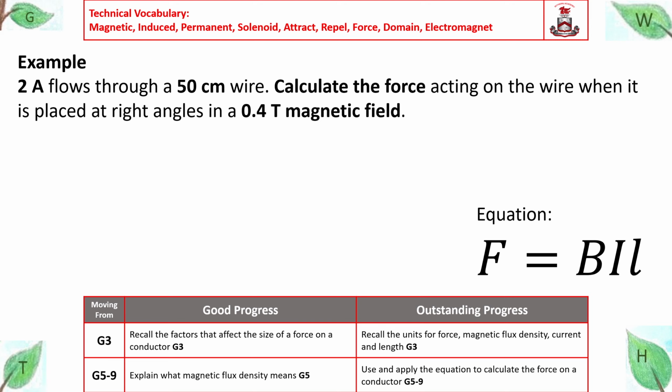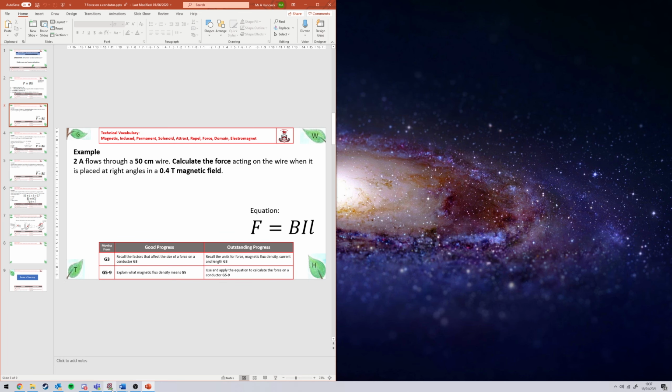So here's our example. 2 amps flows through a 50 centimeter wire. Calculate the force acting on the wire when it's placed at right angles in a 0.4 Tesla magnetic field. That's important, that right angles bit, because this equation only works if the wire is at a right angle to the magnetic field. So let's leave this and pop over here.